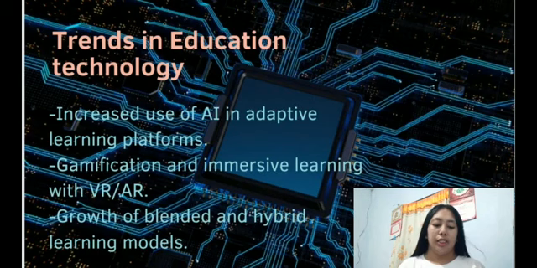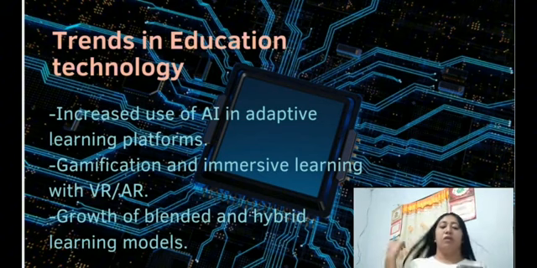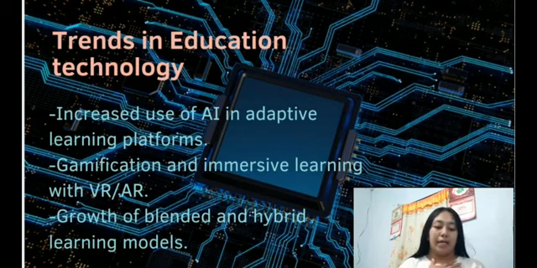Trends in education and technology. Education technology is evolving quickly, changing how students learn and teachers teach. There are three of the most impactful trends shaping the future of education today. Number one is increased use of AI in adaptive learning platforms.